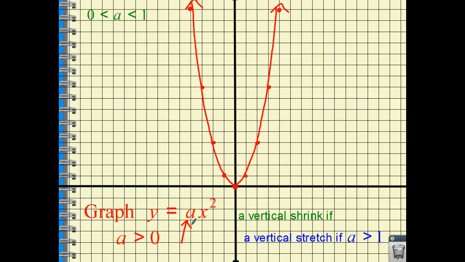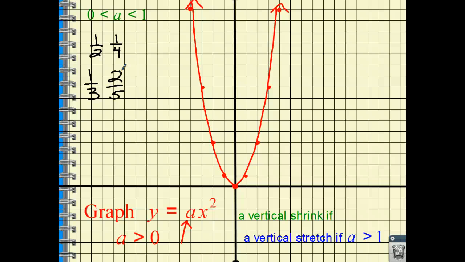If A, the coefficient, is between 0 and 1, that would be all of the decimals or fractions. We could start listing some of these, and a famous one is 1/2. Maybe we have 1/4, or 1/3, or 2/5. We could make A anything we want. If it's a fraction or a decimal and it's less than 1, we have what we call a vertical shrink. Now, I don't have any examples in here. We're going to do the examples in class.